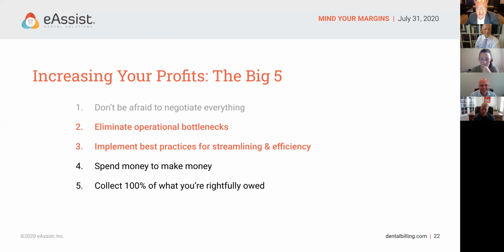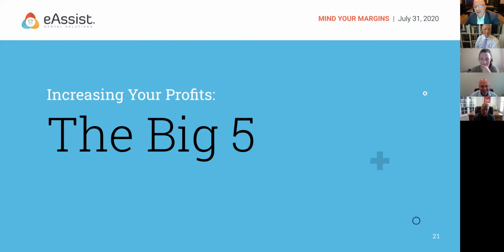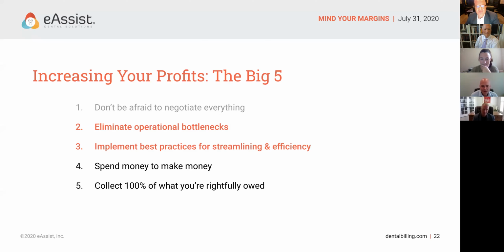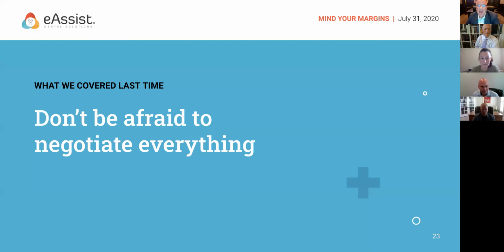So understand, self-explanatory. We also talked about the big five, we called it. Here they are. Don't be afraid to negotiate everything. We talked about that last time. We're going to review it very quickly. Eliminate operational bottlenecks. Implement best practices for streamlining and efficiency. We're going to be talking about those two concepts today. And we want your help, too, to help us learn from one another. Our next webinar will be talking about spending money to make money and collecting 100% of what is rightfully owed to you. All right.